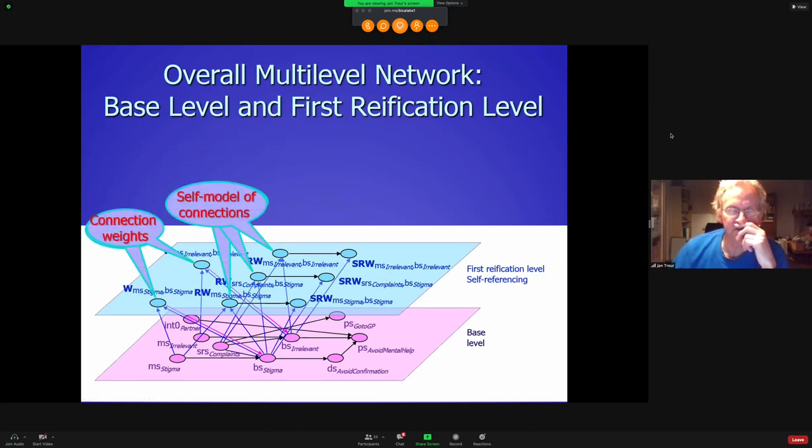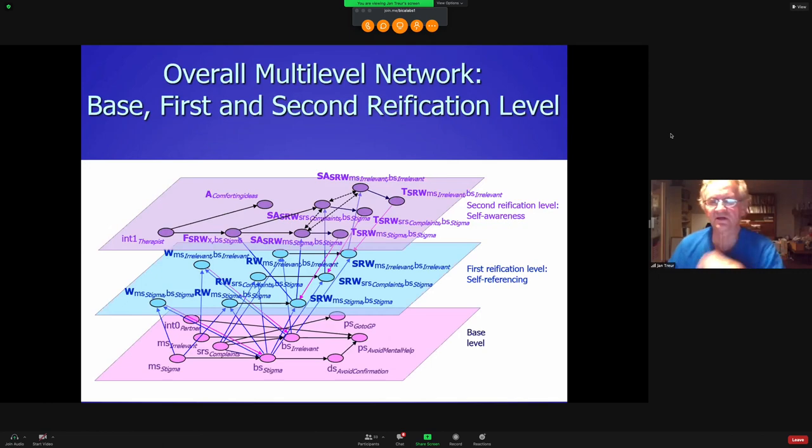So these are the different things. We have the connection weights. They are the real ones. We have a self model of the connections, and we have the self-referencing states. So then the next level is the level of the self-awareness. So for each of these self-referencing states, we have self-awareness states. These are states that, if they become active, you have awareness.